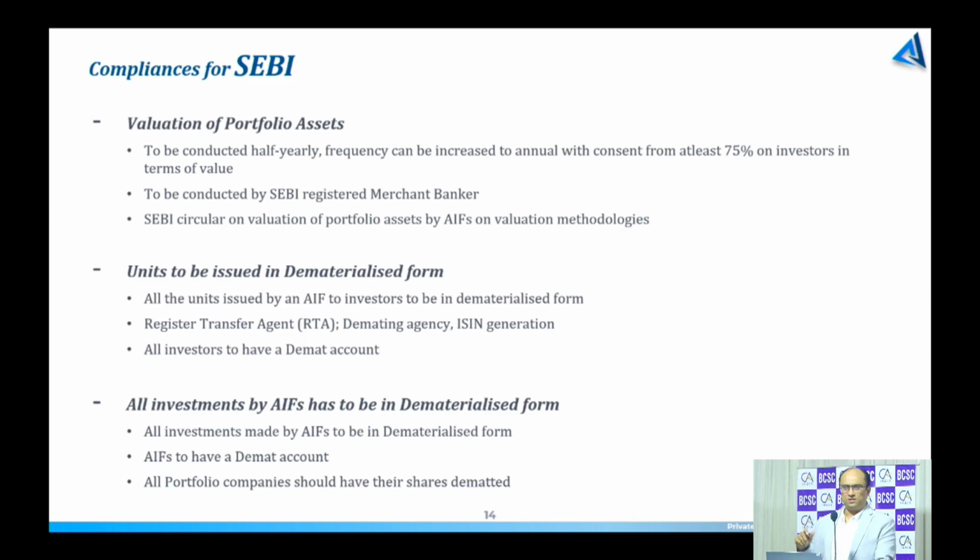From last year, all private companies are mandated to get their securities dematted. But there were certain small companies which are still exempted from that requirement. But if there is an AIF which wants to make an investment into that portfolio company, it cannot make the investment in physical form. So just because of that, that particular small company will also have to get its securities dematerialized. It has to be mandatorily in demat form. There is no option of doing it now in physical form.